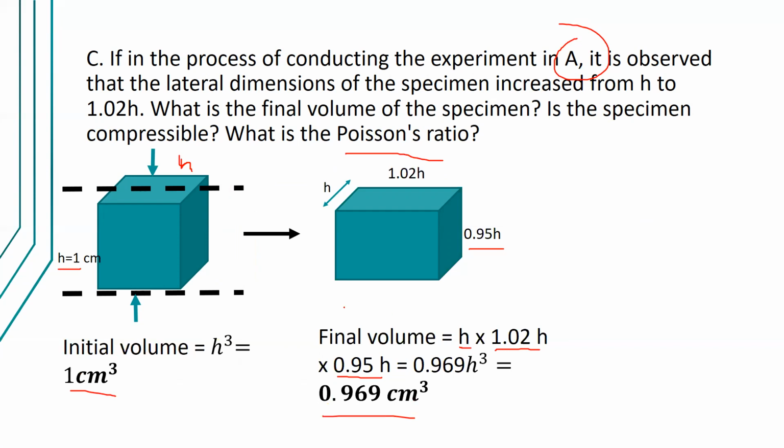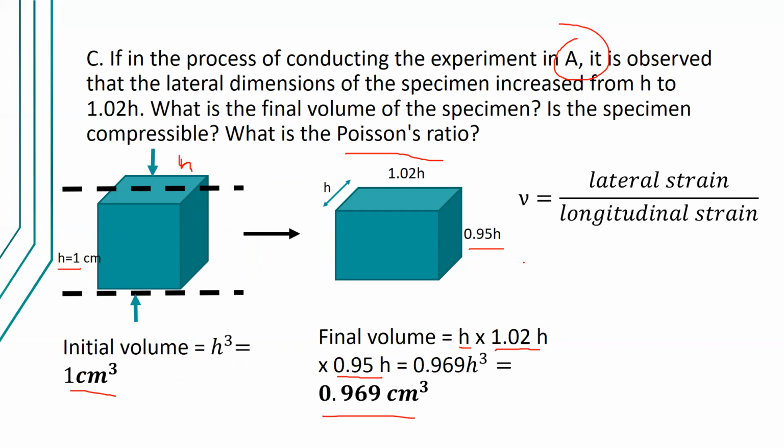So let's check by calculating the Poisson's ratio this time. Lateral strain over longitudinal strain. Ang lateral strain is 0.05. Tama? Kasi 5% yung decrease. Longitudinal strain is 0.02. Kasi 2% yung increase in the lateral dimension. So the Poisson's ratio is 2.5 and therefore the material is compressible.